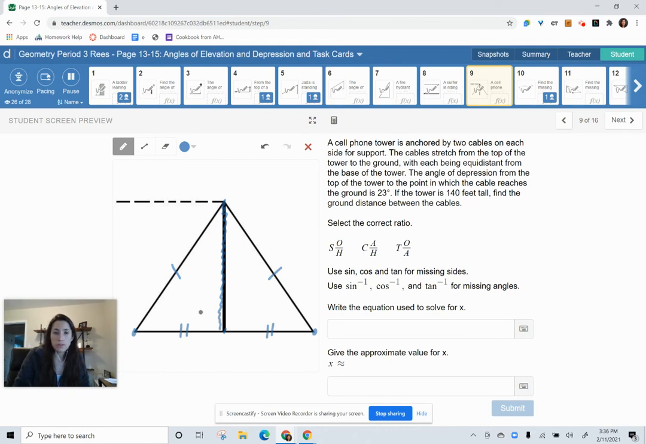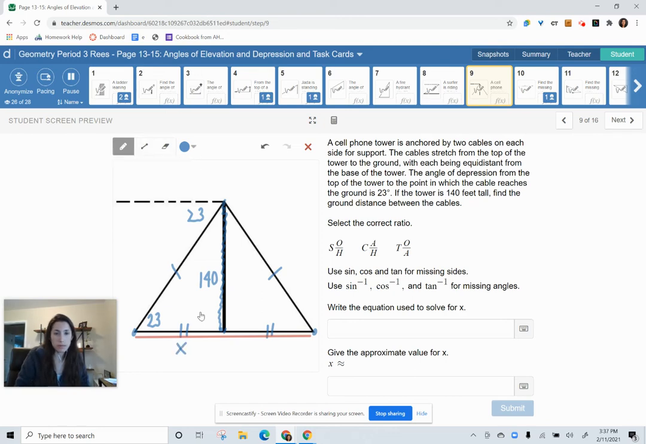We also know that the angle of depression is 23 degrees, which I can then place inside my triangle, 23 degrees. And we know that the height of the tower is 140. So I'm going to put 140 here for the side length, this leg. Now what I'm looking for is the distance from the cable all the way over to the cable. But what I can solve for first is this length here. I'm going to call it x. So we're going to solve for x.